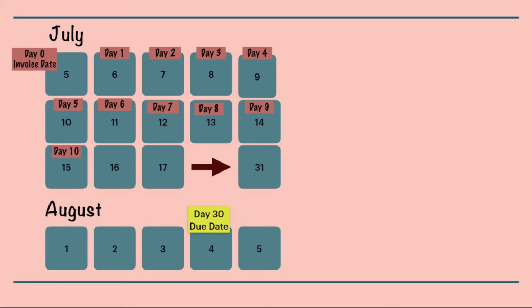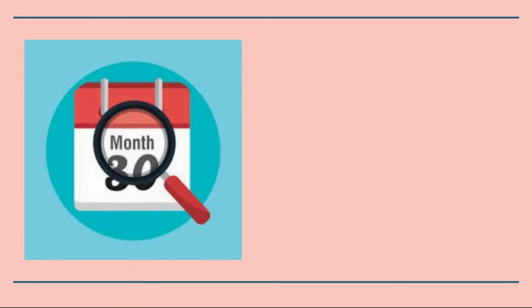So from July 5 to July 15, 10 days, that is what we call the grace period or the discount period, after which no more discount is given, but the amount is due on the 30th.